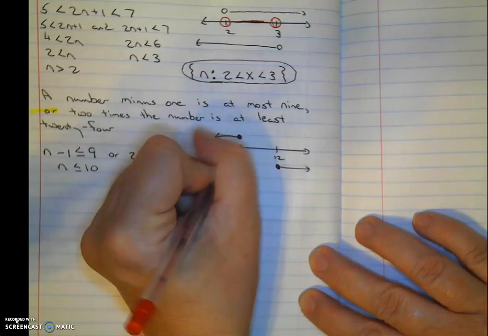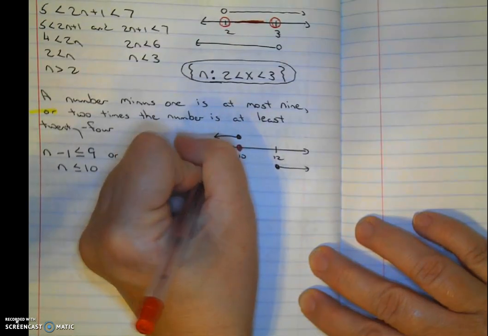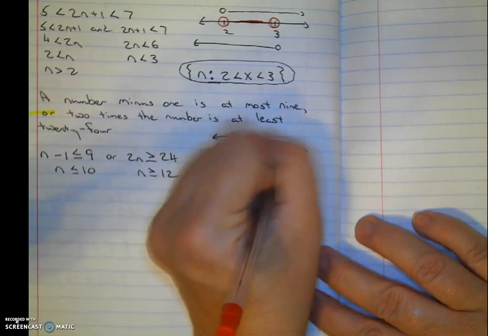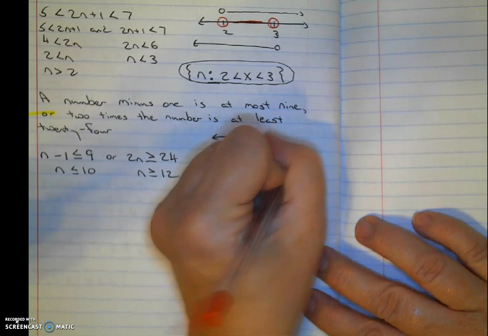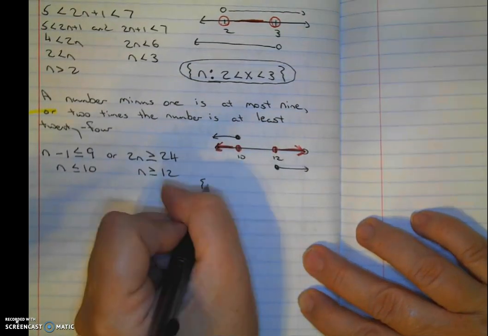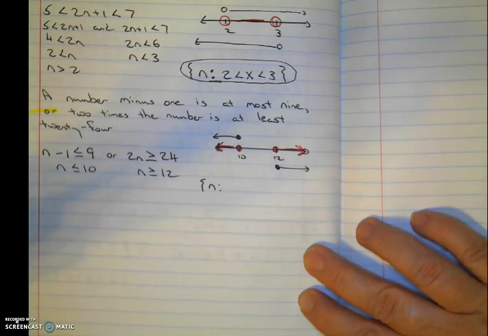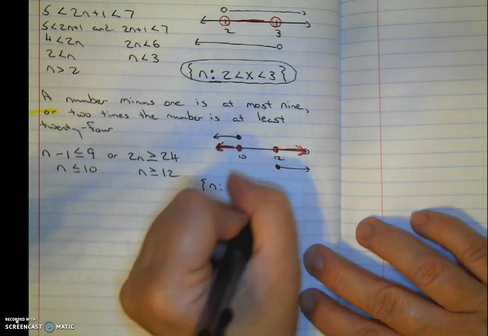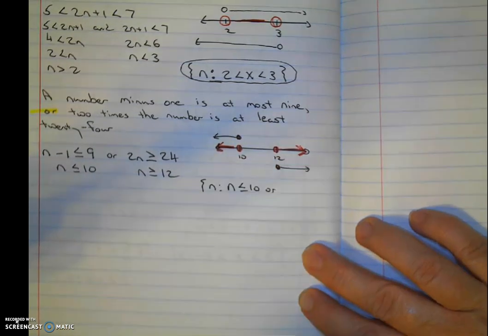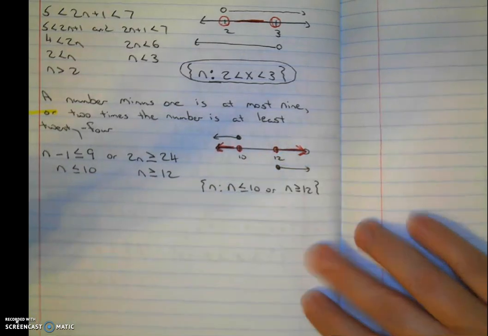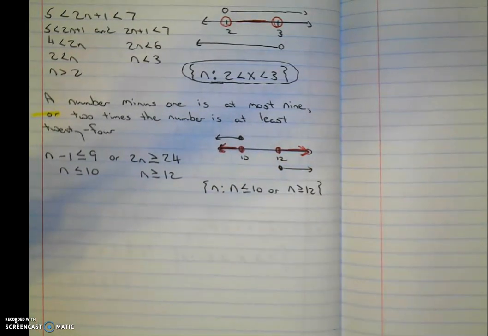Closed circle at 10, shade to the left on my number line. Closed circle at 12, shade to the right on my number line. So in the end, we end up with the solution of n such that n is less than or equal to 10, or n is greater than or equal to 12. Okay, pause the video to make sure you have this, and then we'll come back.